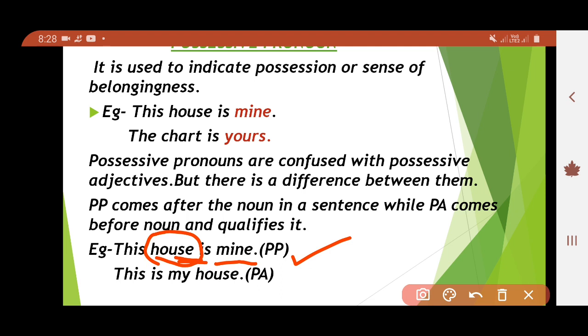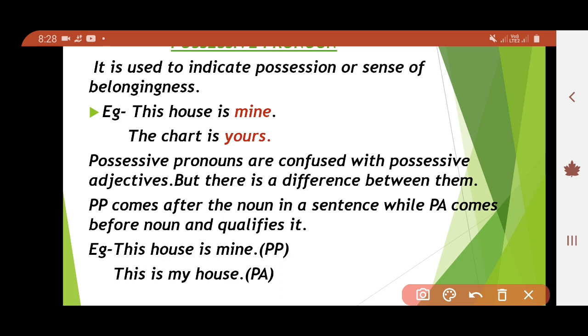Yes or no? So, it is the possessive pronoun, that means mine is the possessive pronoun. And now let us look at the example of possessive adjective. Possessive adjective comes before noun. Always remember the difference. Okay. PP comes after the noun and PA comes before the noun and qualifies it.